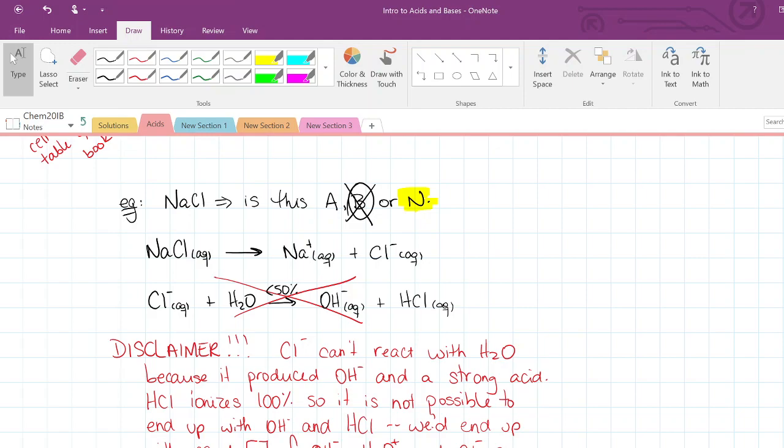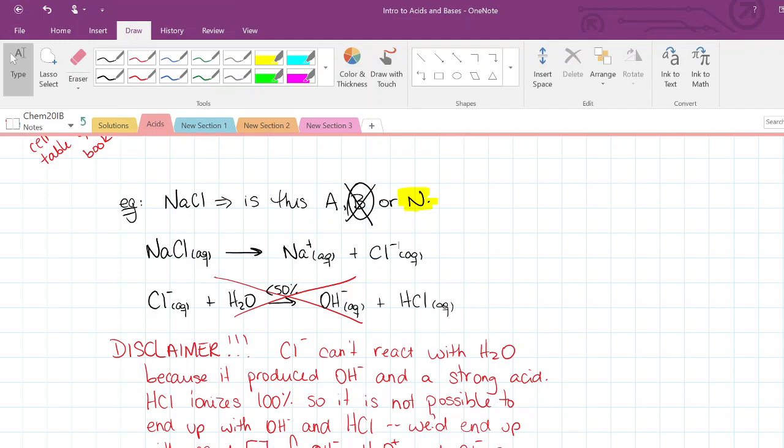NaCl, again, it's an ionic compound. We put it into water. It's going to dissociate into your sodium ion and your chloride ion. Typically what's going to happen is your anion is going to undergo hydrolysis. But the problem with chloride is that if your anion undergoes hydrolysis, that's going to be a weaker reaction. Every subsequent reaction that takes place is weaker than the previous reaction. So all of this NaCl is going to dissociate.